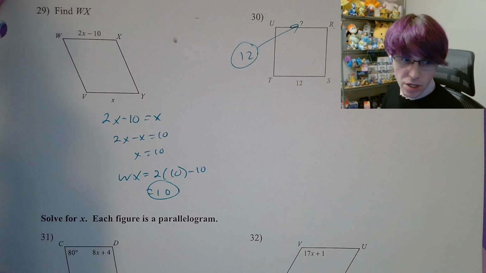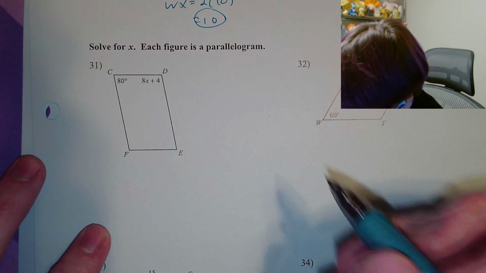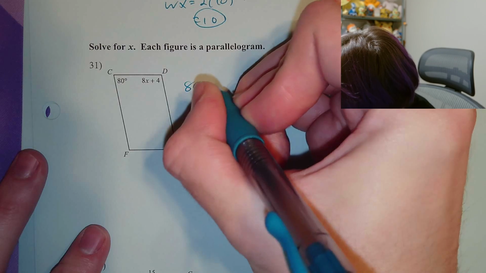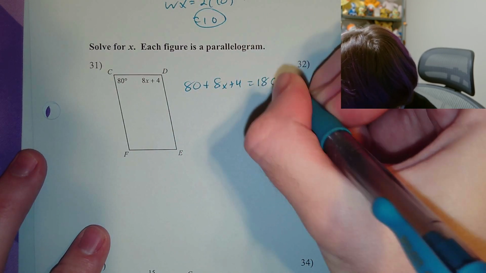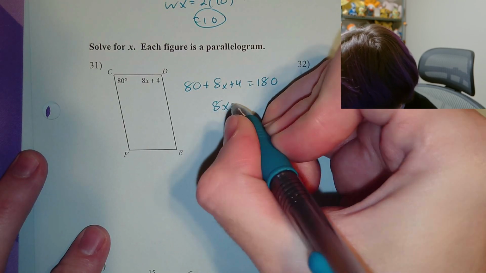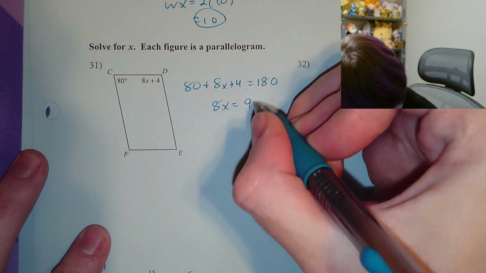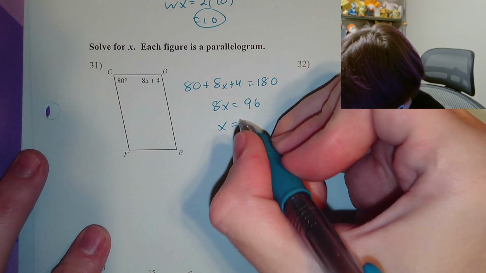Solving for x. Each one of these is a parallelogram. More parallelograms in action here. These two, again, add to 180 degrees. So we're going to have 80 plus 8x plus 4 is equal to 180. 8x copied down, 180 subtracting both of these, and that's going to give you a 96. Dividing both sides by 8 there, and that's going to give you 12.